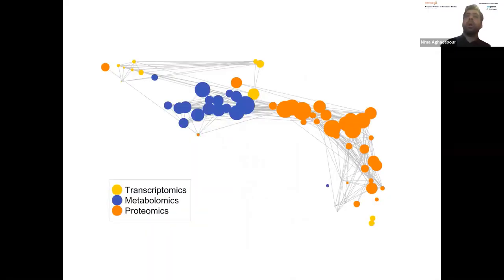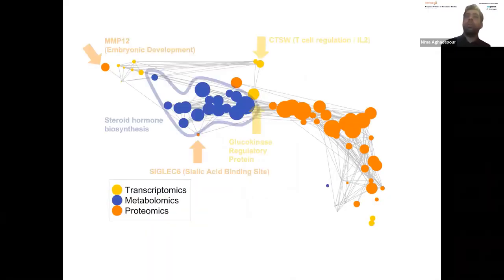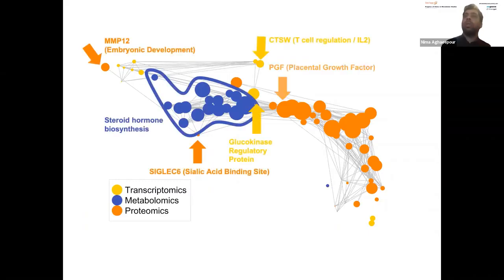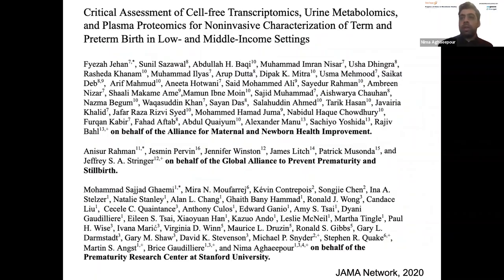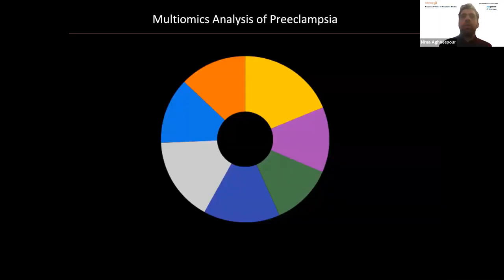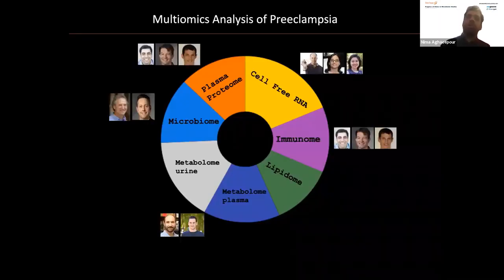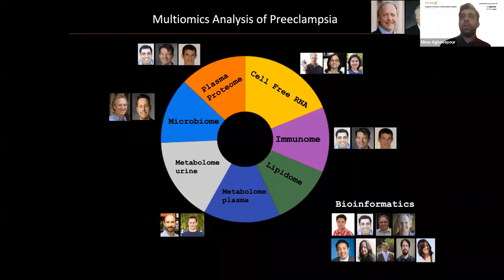And when we look at the biology of the features that are getting picked up, it generally makes sense. As you move to the right, you have GCSF, PDL1, IL-6, IL-1RA, so generally a module of inflammatory proteins. And yes, you can read about the details of this in JAMA Network Open. Now we are repeating the same thing, in this case in preeclampsia, but we are also doing this in surgery and cancer research and various other areas as well. And the strategy seems to be working pretty well.